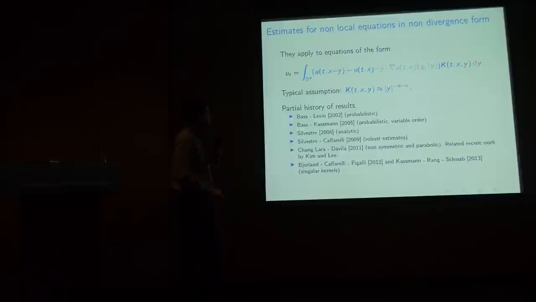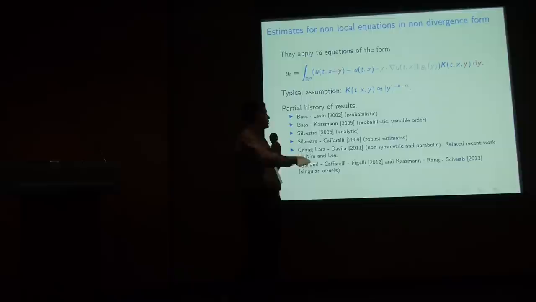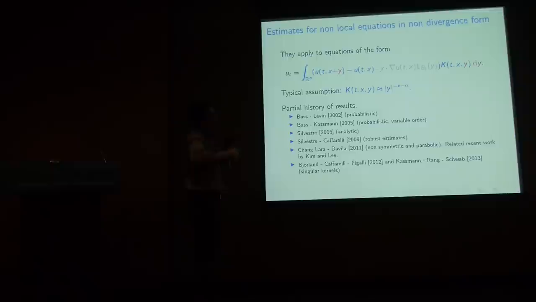So the typical assumption would be that this kernel with respect to y is comparable to the kernel of the fractional Laplacian, meaning that there are two constants, one that bounds the kernel from above, the other one bounds the kernel from below. It's a typical assumption. Of course, there are more general assumptions for which you can prove it, but this is a good way to start. And if we take an assumption like this, we would be saying that the operator is of order alpha. This alpha is a number that is strictly between 0 and 2.